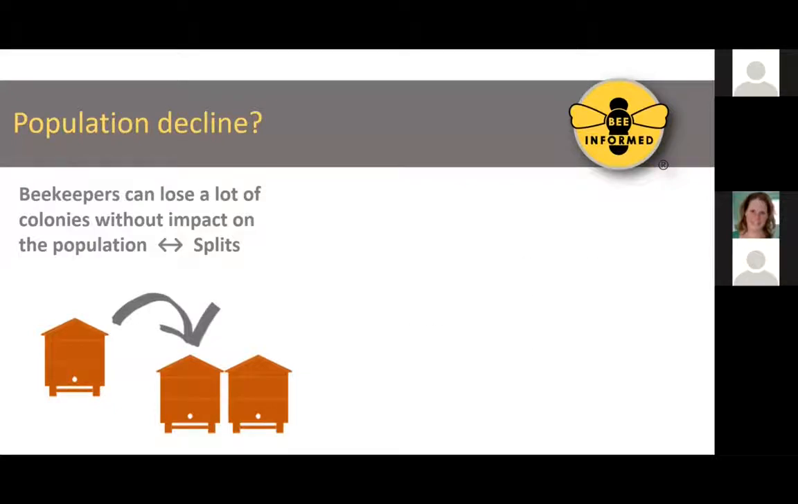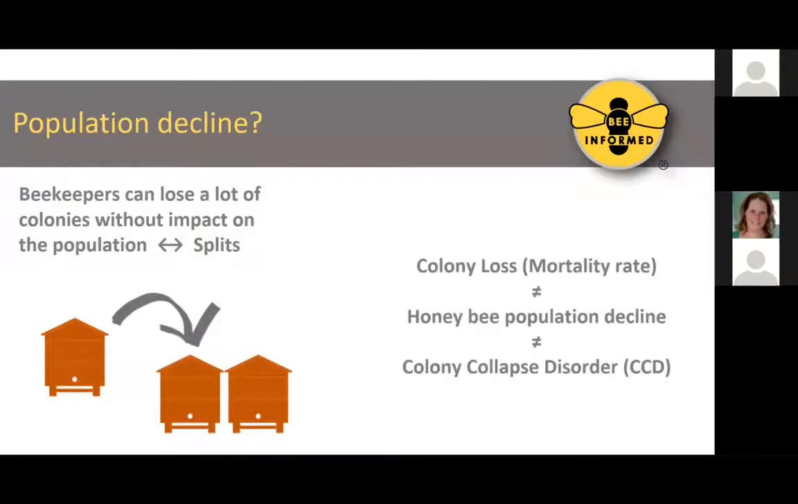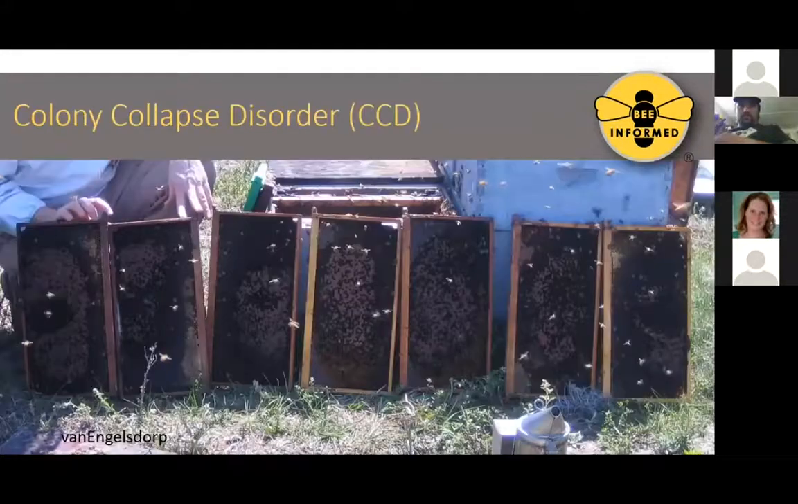So this is the first, I guess, main point from this presentation: whenever you talk about colony loss or mortality rate, it is different than honeybee population decline, and it is different from CCD. So those are three different phenomena that have different drivers and different consequences. So what about CCD? Well, CCD was an outbreak.